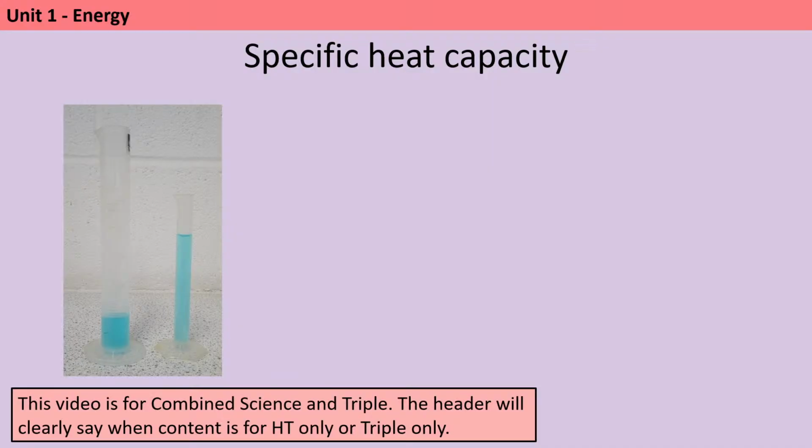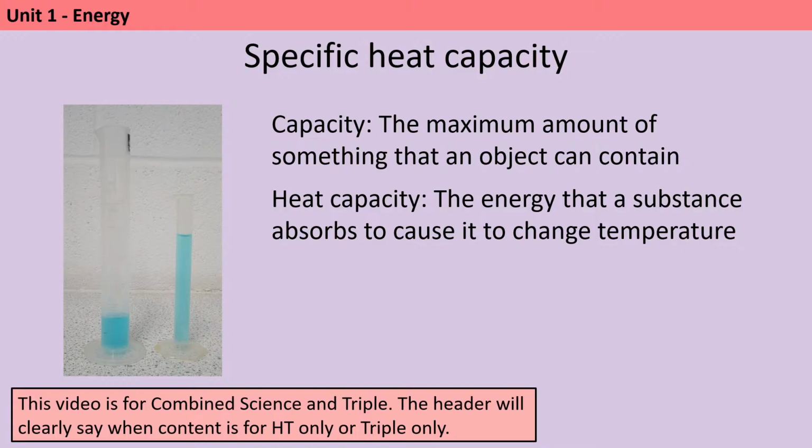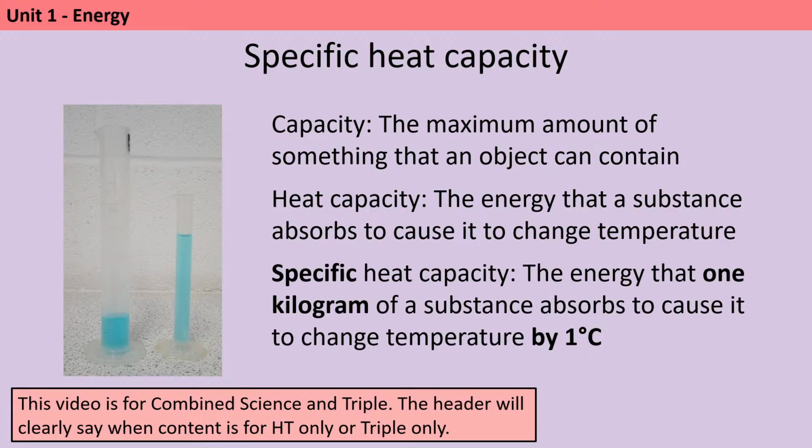The next topic is specific heat capacity, which comes up in two different parts of the specification. Capacity is all about the ability of an object to take something in. So heat capacity is about the energy that a substance absorbs when it's changing temperature. And specific heat capacity is the energy that 1 kilogram of a substance needs in order to raise its temperature by 1 degree C.